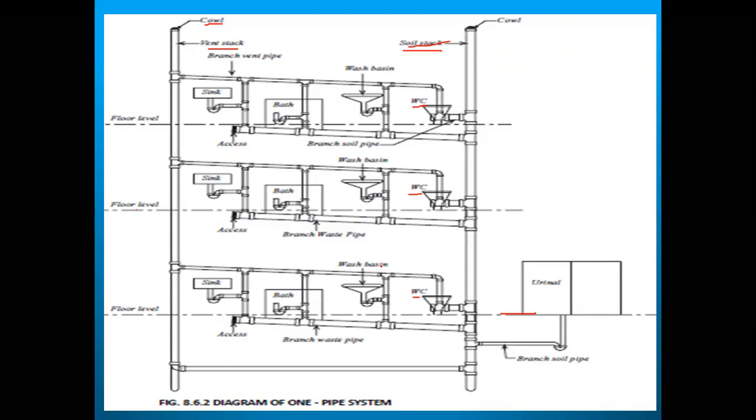Now if you see the top, water has to come, right? The general vent is connected, and all the connections from above come and it is connected to the vent stack. So this is simply a diagram of one pipe system.